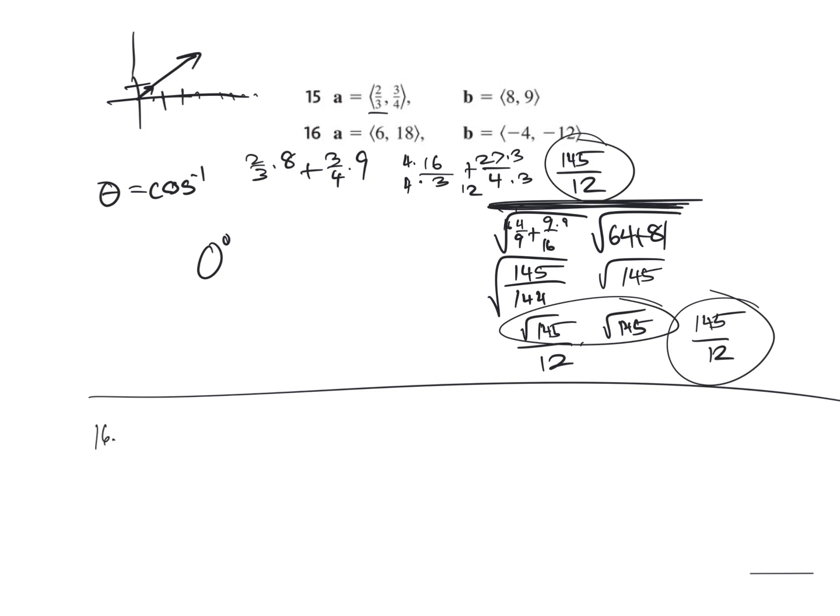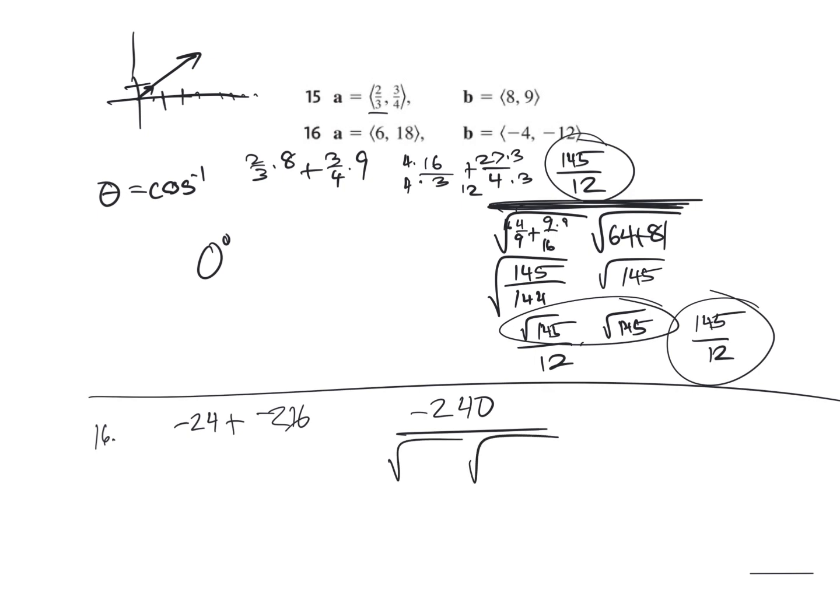So 16, the dot product is 6 times negative 4 is negative 24. 18 times negative 12 gives you negative 216. Add the negative 24 to it, you get negative 240. All right, that's your dot product.